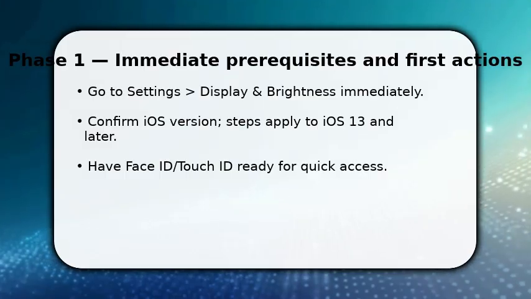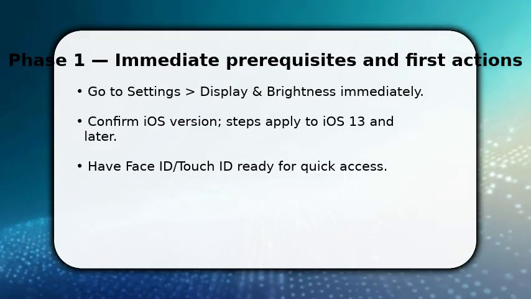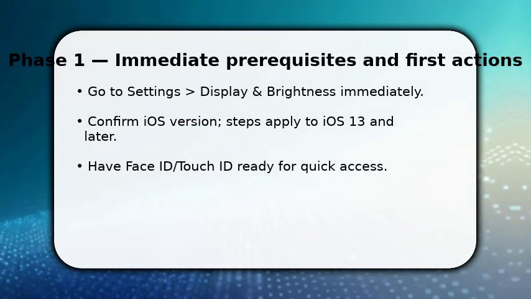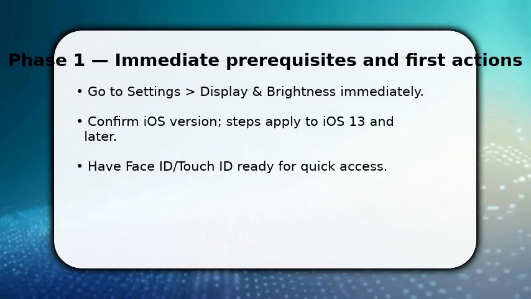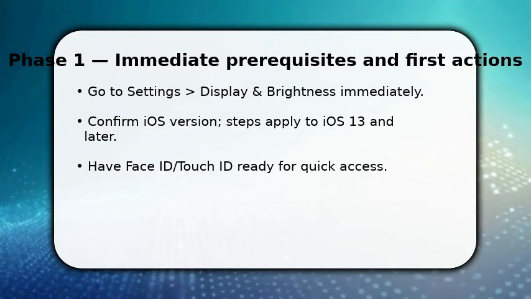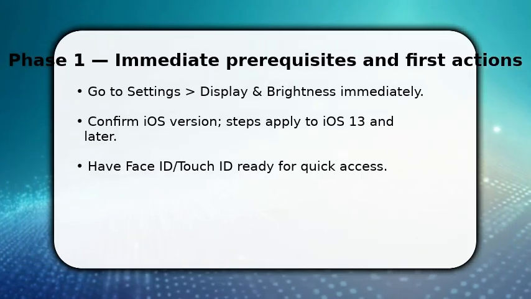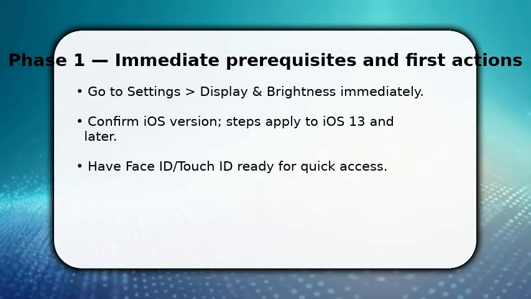You start in Settings so you can change screen color temperature quickly. Tap Display and Brightness now. This is where Night Shift and True Tone live. Once done, make sure your iPhone is unlocked and nearby because you'll toggle options that affect ambient coloring. You're doing this to reduce blue light and ease eye strain, especially before sleep.